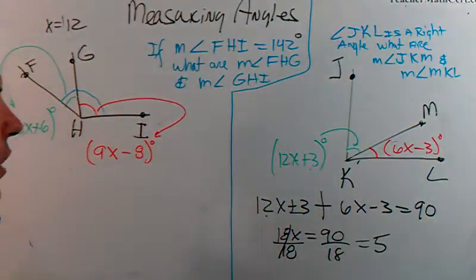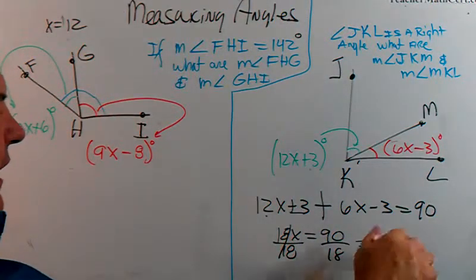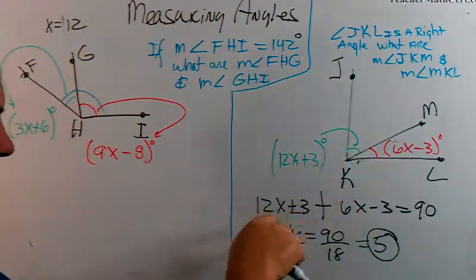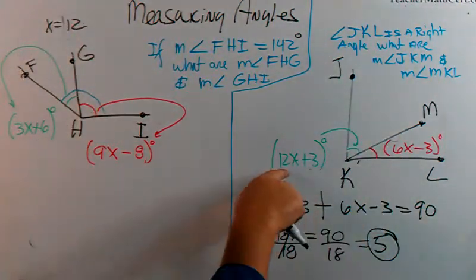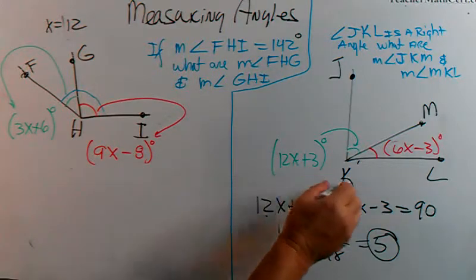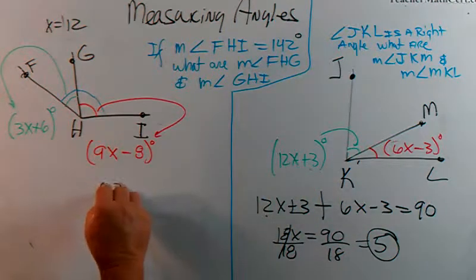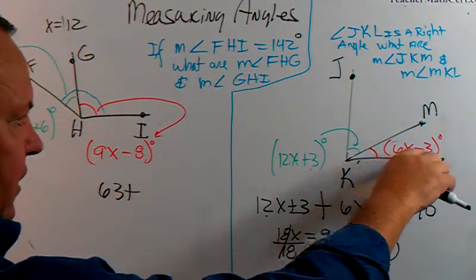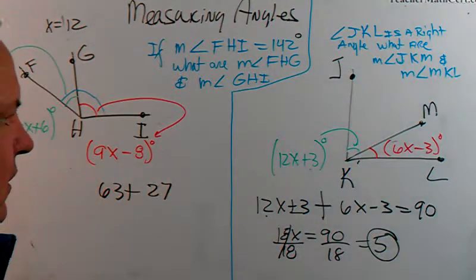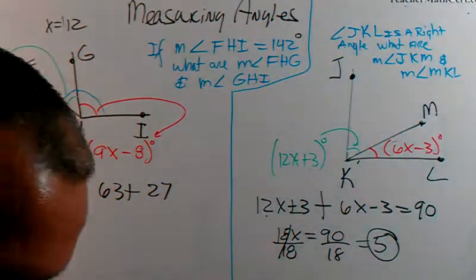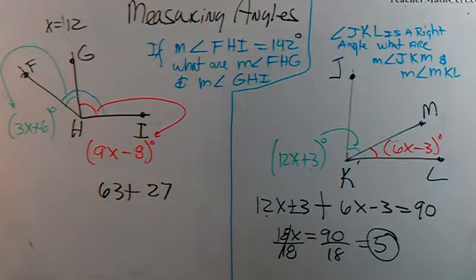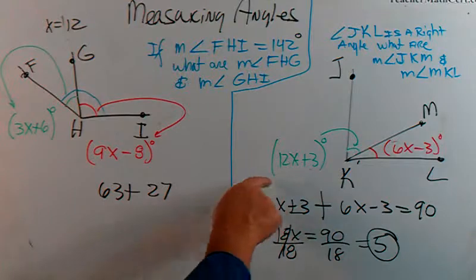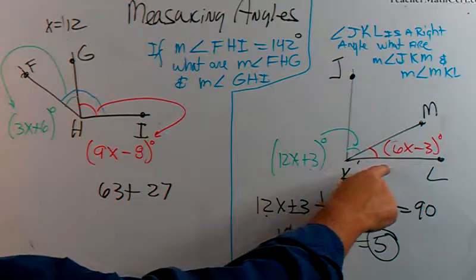Okay? So, once again, we take the 5 and we plug it into both of these equations. And let's see if it comes up to 90. So we've got 12 times 5 is 60 plus 3 is 63. Plus 6 times 5 is 30, minus 3 is 27. So let's see, that should be 90. Looks like it is. 63 plus 27 equals 90. So this angle right here is 63 degrees. This angle right here is 27.